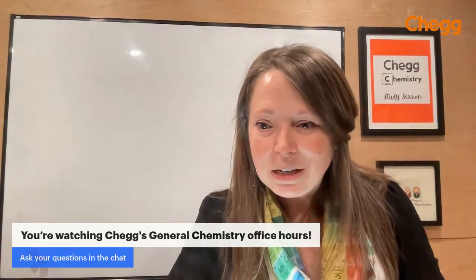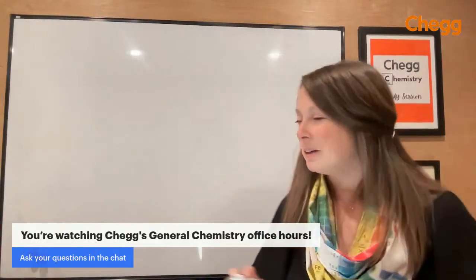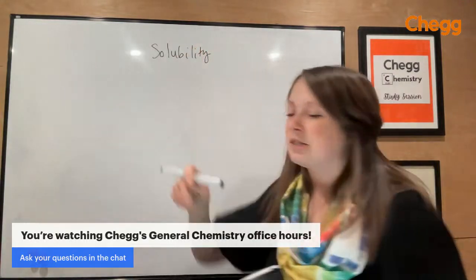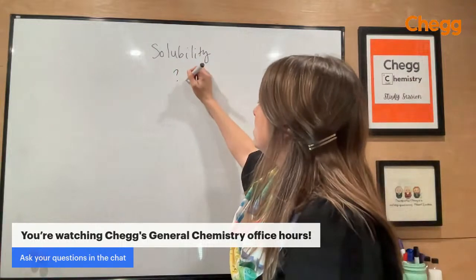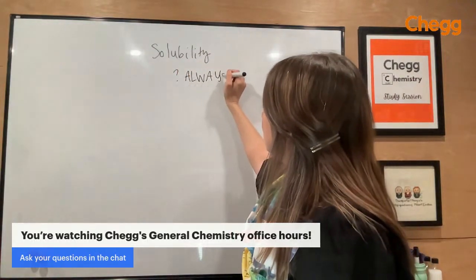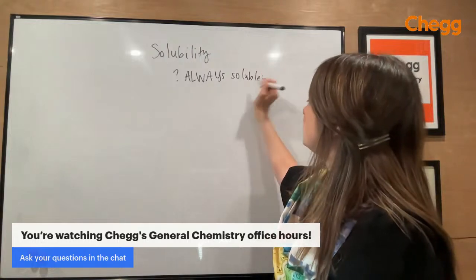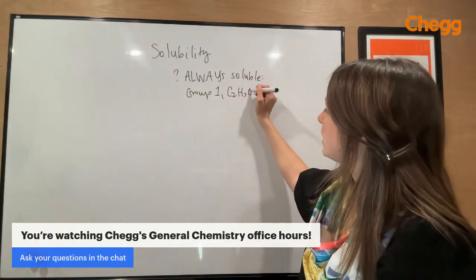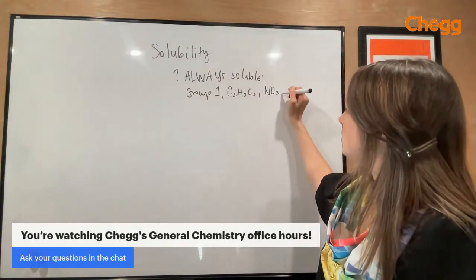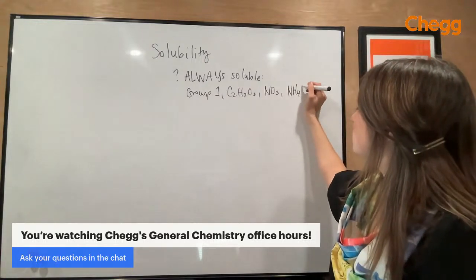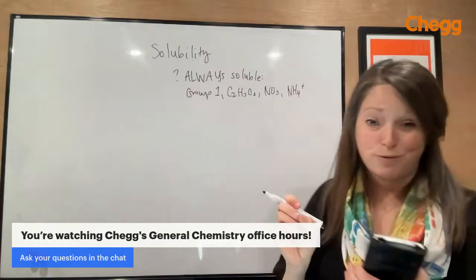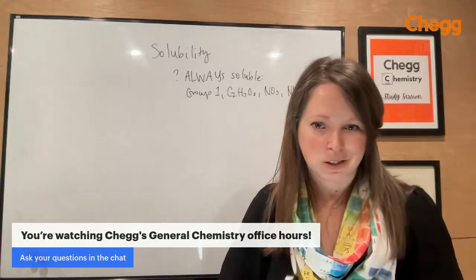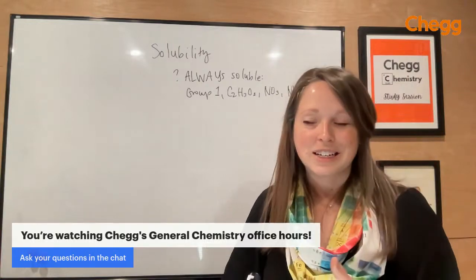All right, solubility rules. I got another question. Can you go over solubility? With solubility, I think the easiest thing to do is to remember what is always soluble. So what is always soluble? Group 1, acetates, so C2H3O2, nitrates, and ammonium. For the most part, if you can just remember those 4 things, you can typically cross out whatever that aqueous solution is going to be and easily identify the precipitate.